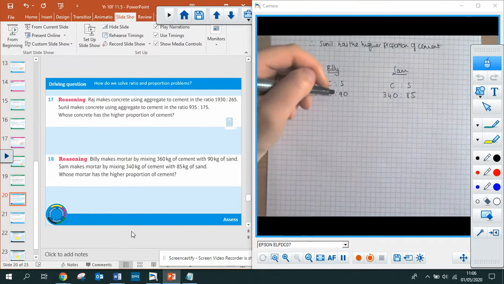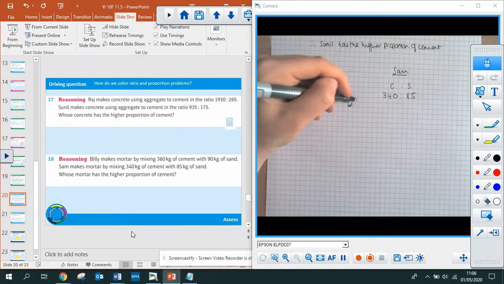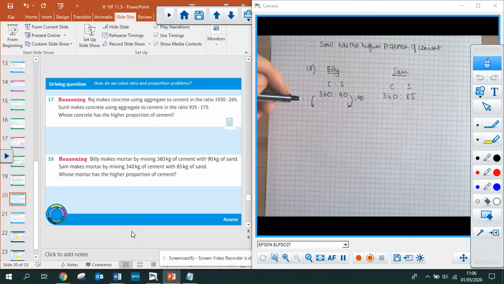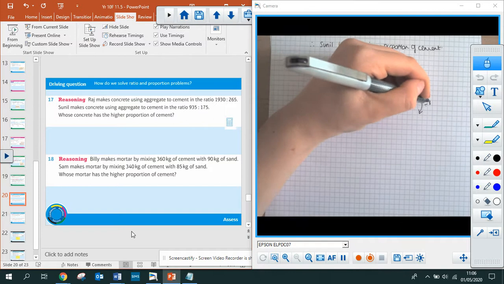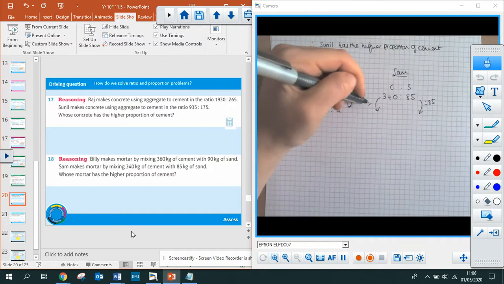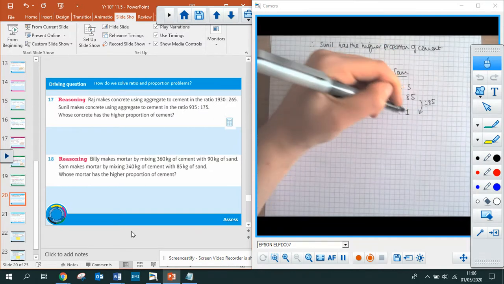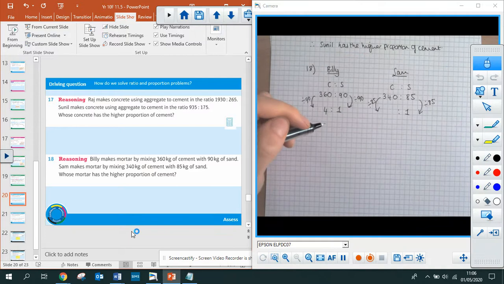So to get this to a unit ratio with the second part, the sand being the 1, I'm going to divide by 90. So I need to divide my 360 by 90, and that would give me 4. So Billy uses a ratio of 4 to 1. And then we need to do the same with Sam. Divide by 85. That's 1. 340 divided by 85 is 4.